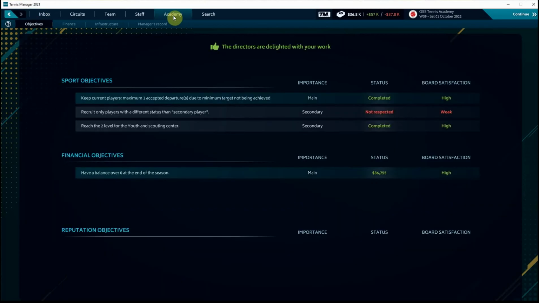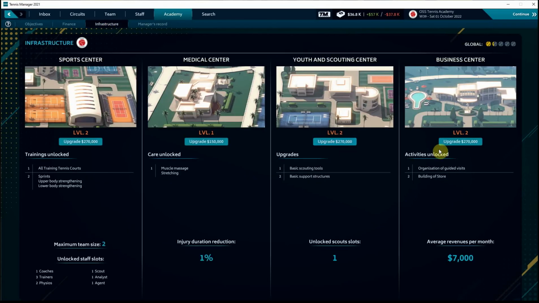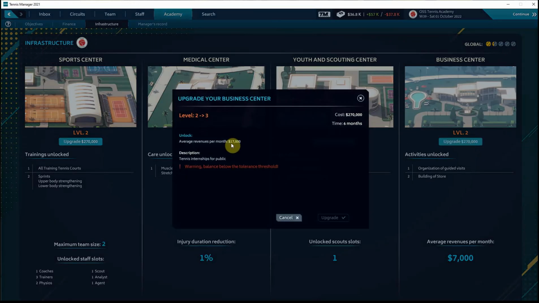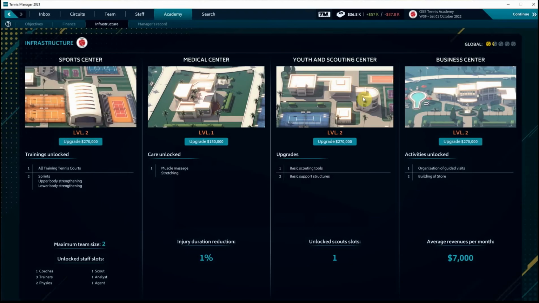So if we do get an infusion of cash from the directors, our next step is absolutely going to be to upgrade the business center, which will increase our average revenues per month to $17,000 from $7,000, which will help us avoid uncomfortable situations with the board like the one we just went through.